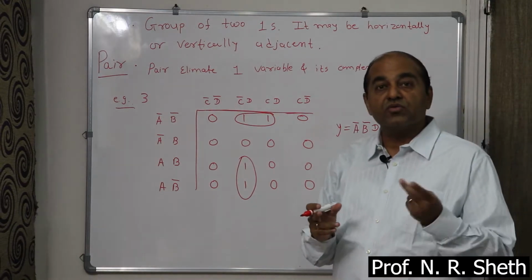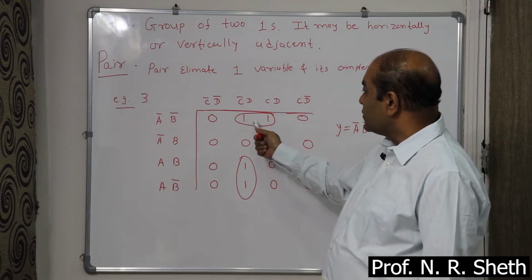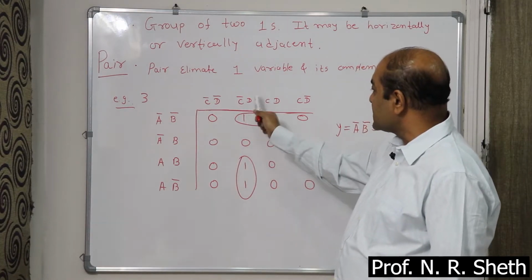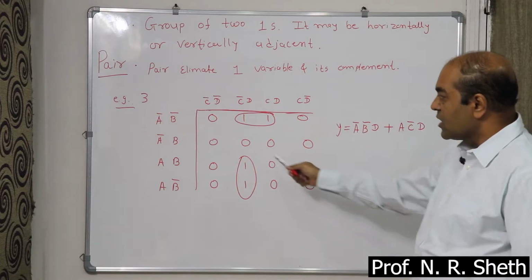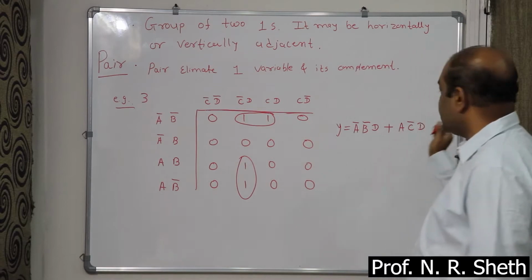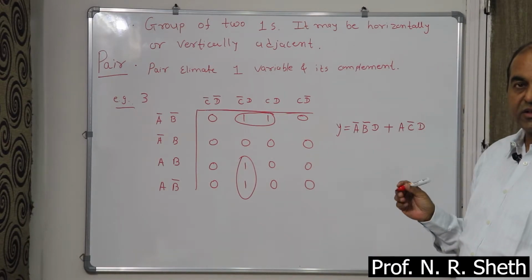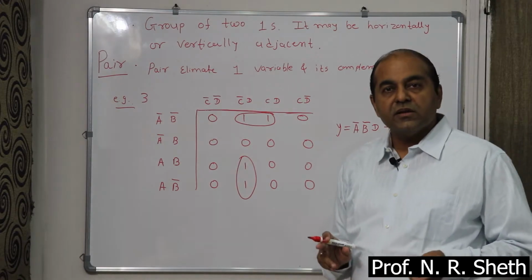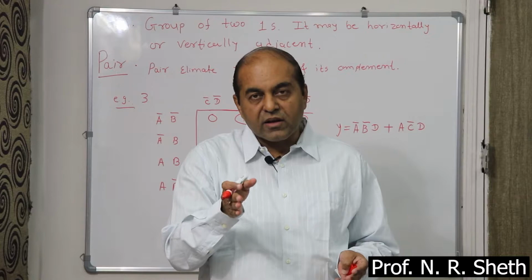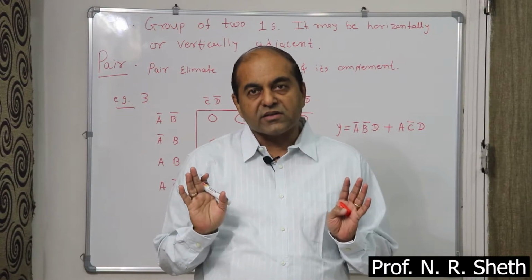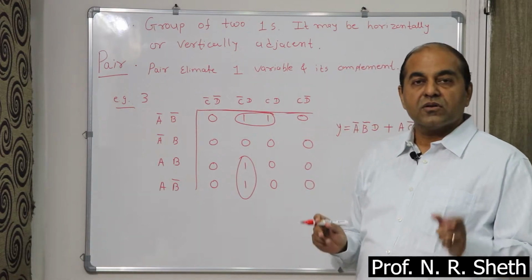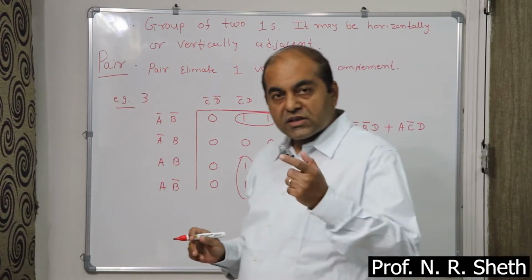Again, here we have two groups. First, A bar, B bar, C and C bar cancel, so A bar, B bar, D. And for here, B and B bar cancel, so A, C bar, D. Okay, so this is about the pair. Pair means a group of two ones, either horizontal or vertical, it should be adjacent. So it eliminates one variable and its complement.